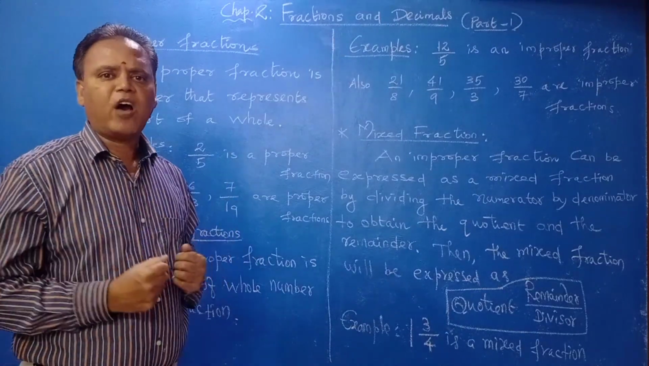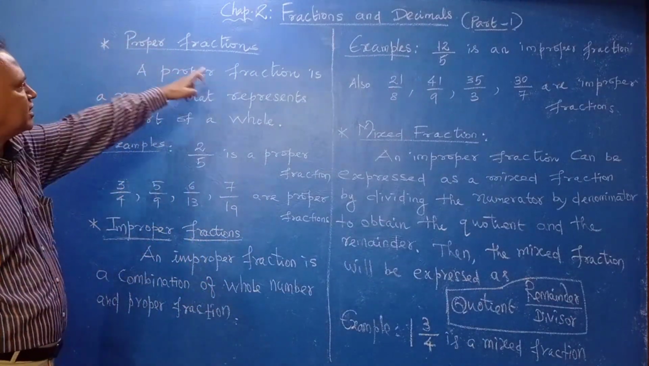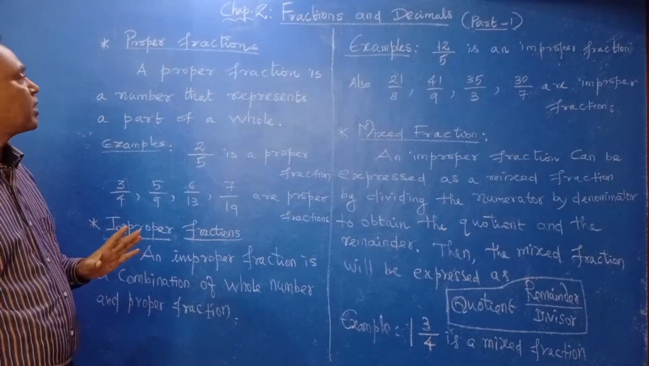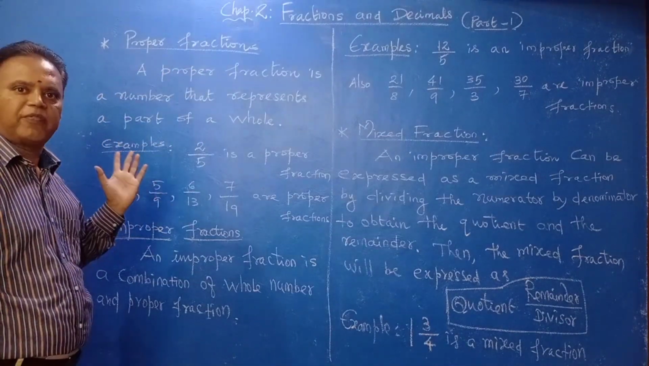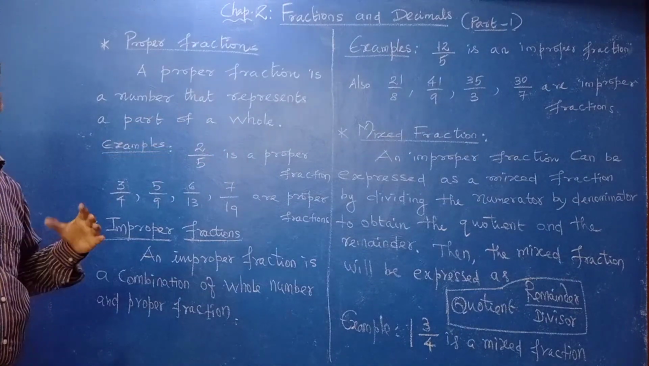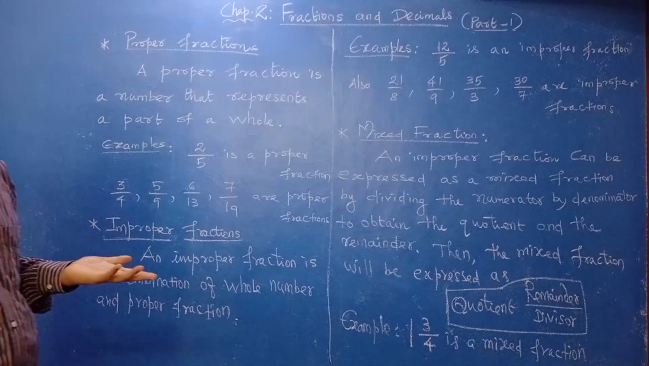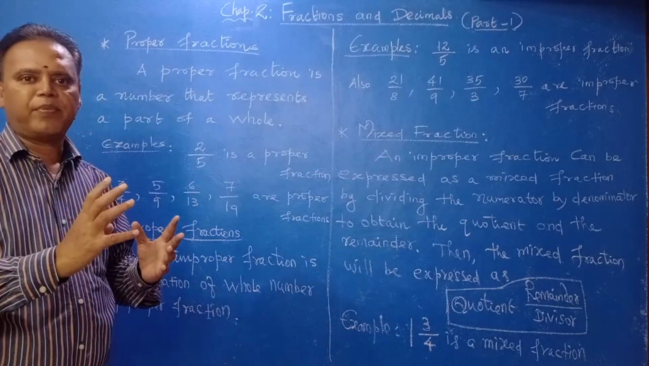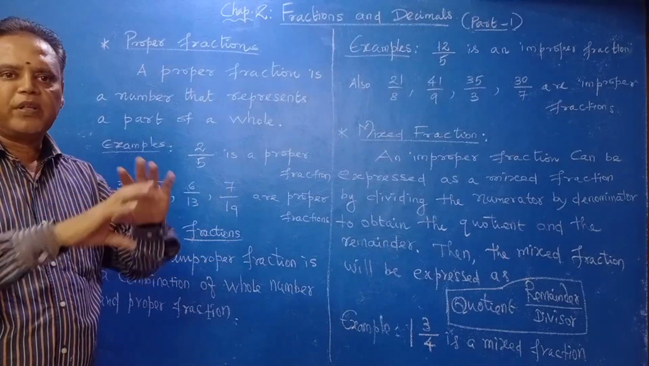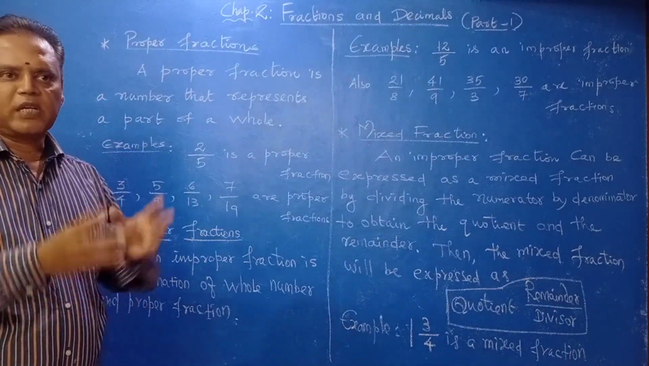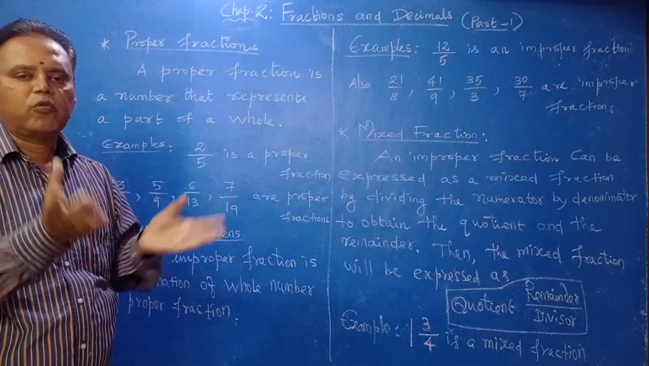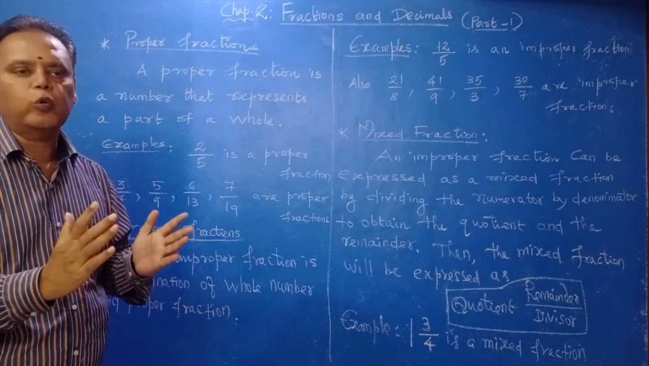So in fractions we have many types: proper fraction, improper fraction and mixed fraction. You see proper fraction. What is a proper fraction? A proper fraction is a number that represents a part of a whole. What I told: take one apple, correctly divide into two equal parts. Each part will be a fraction of that whole, that means half of the whole. That means 1 by 2 is the fraction.